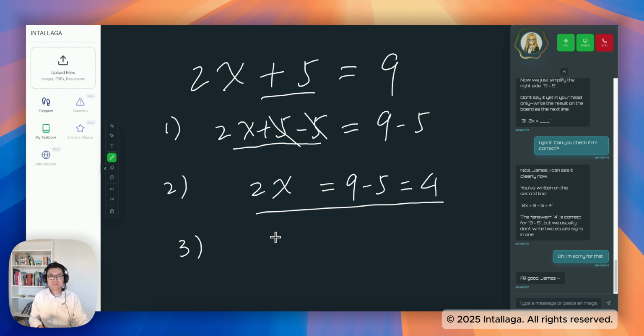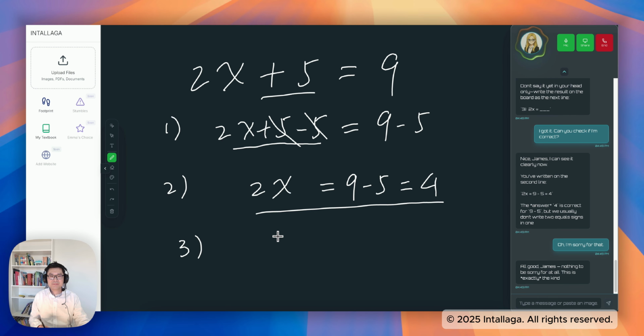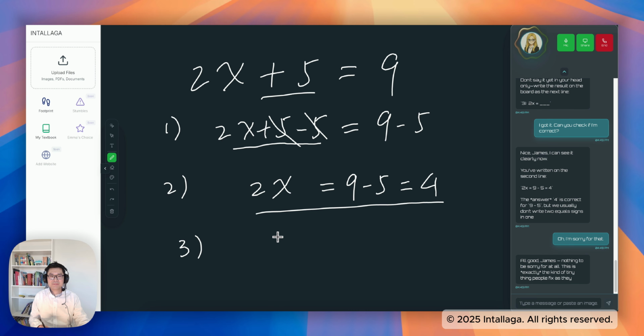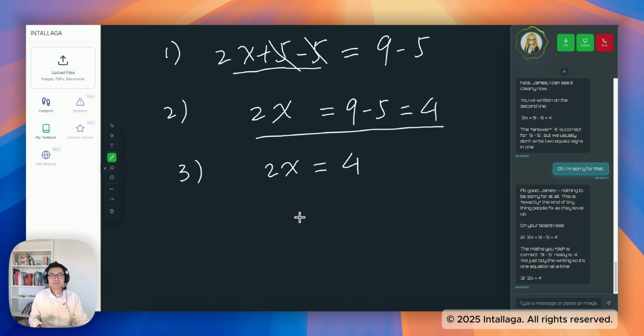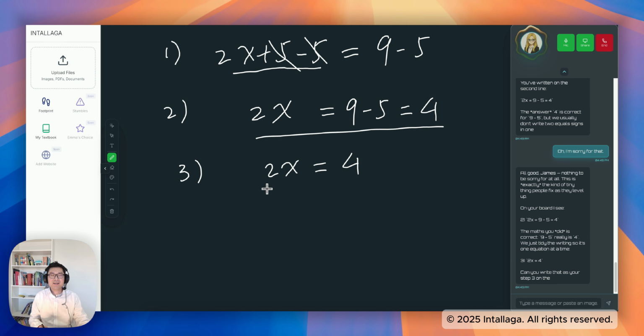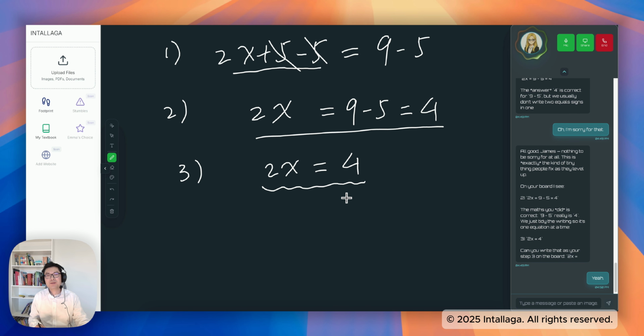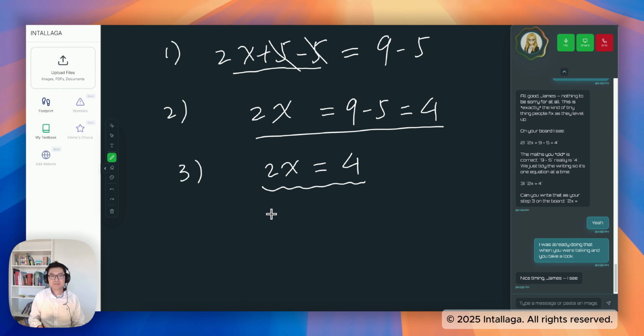It's all good, James. Nothing to be sorry for at all. This is exactly the kind of tiny thing people fix as they level up. So it's one equation at a time. 2x equals 4. Can you write that as your step 3 on the board? I was already doing that when you were talking. Can you take a look? Nice timing, James. I see it now.